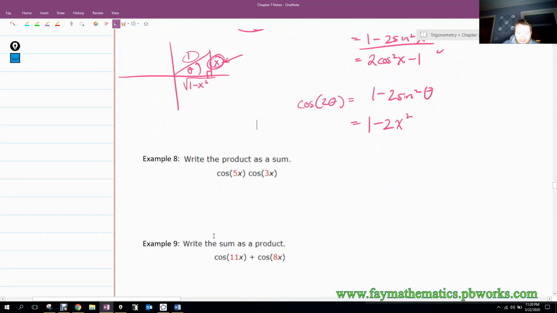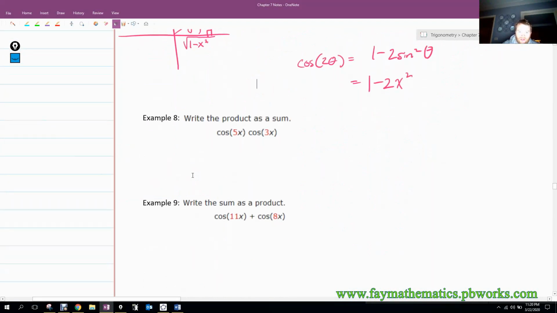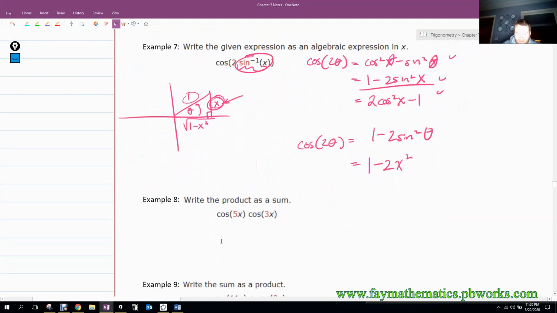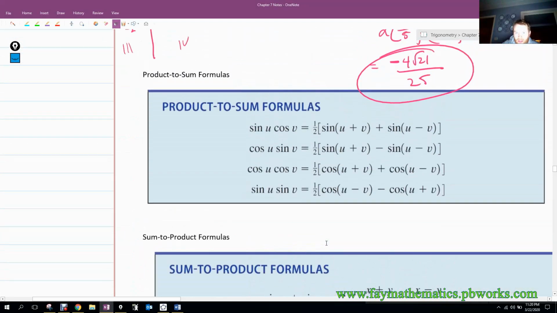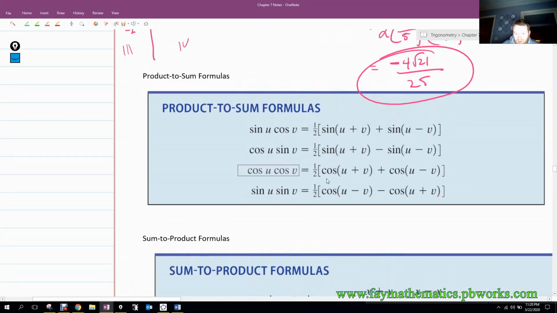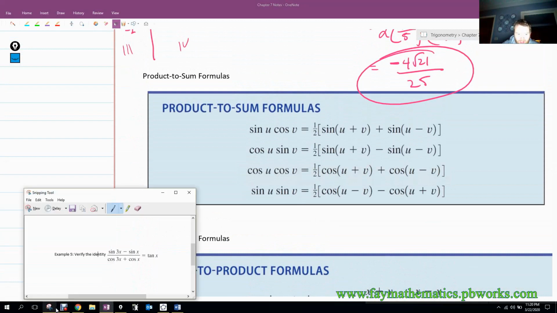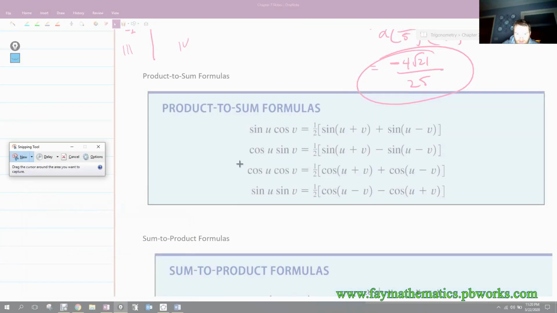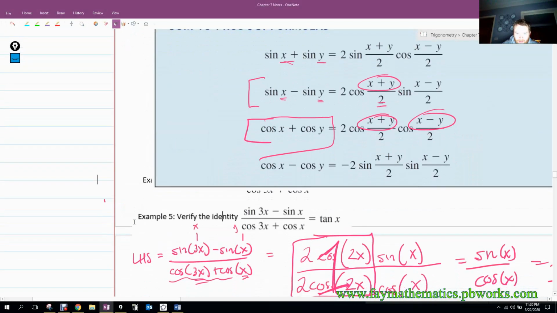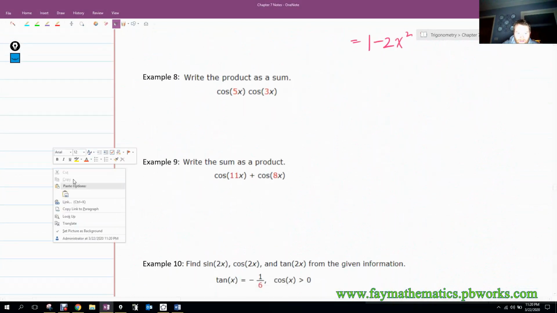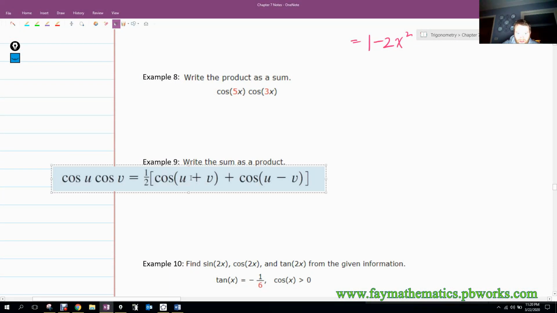This next one, write the product as a sum. So product as a sum. You just have to match the format here. It's cosine cosine, so cosine u, cosine v. So it's this one right here. I'm just going to copy that and pull it down here. You'll see a couple of these in your homework.